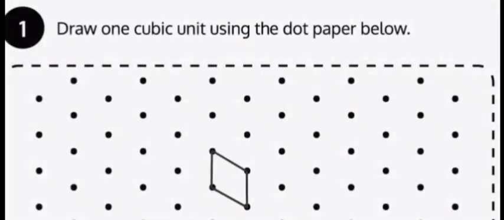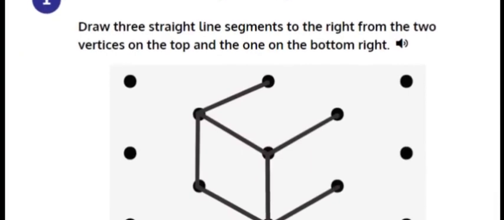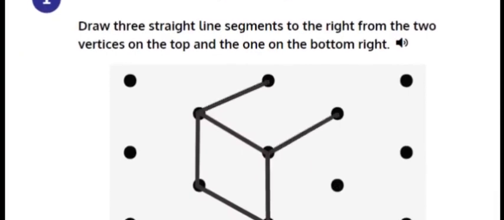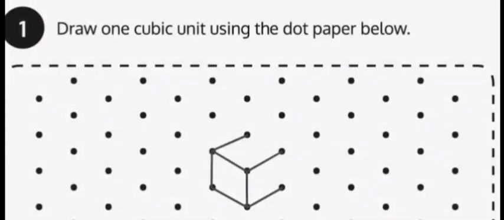Next, I'll draw 3 straight line segments to the right from the 2 vertices on the top and the 1 on the bottom right. Give it a try. Finally, I'll draw 2 segments to represent the missing edges. Now we have drawn 1 cubic unit. You try.